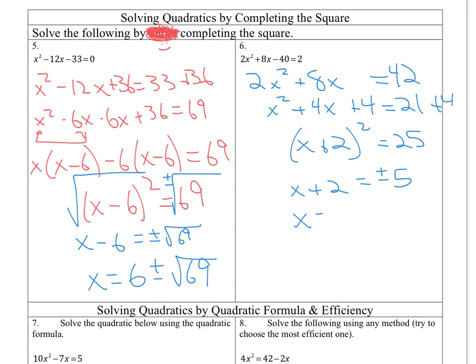Then you subtract 2. And my recommendation is you write it like this. And then you say, what's negative 2 plus 5? That's 3. And negative 2 minus 5? That's negative 7. Those are your two answers.